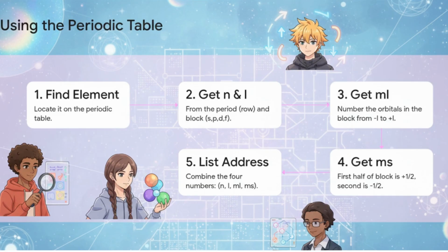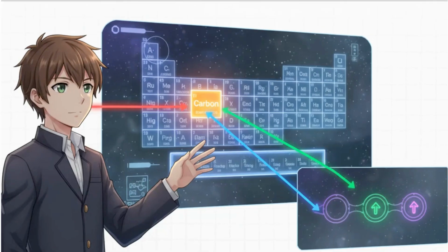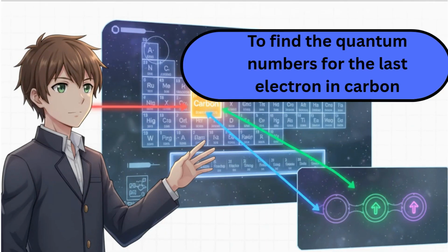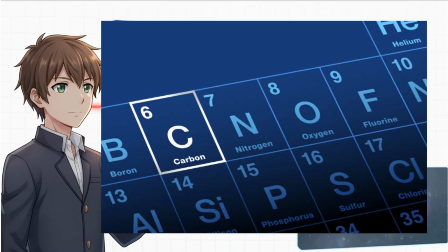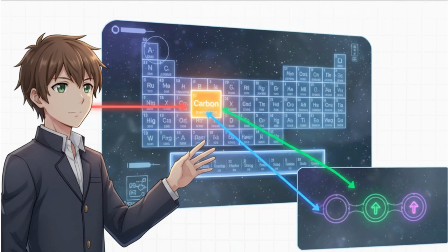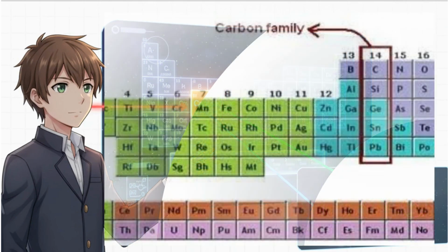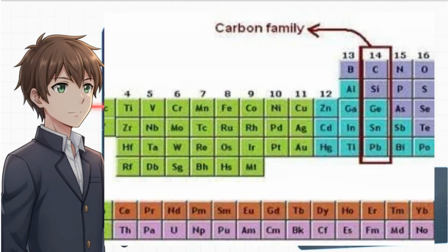The row, or period, an element is in, that gives you N. The block it's in, S, P, D, or F, that gives you L. And its exact position inside that block helps you figure out ML and MS. It's all there. Let's try it for the very last electron added to a carbon atom. Okay, first find carbon on the table. You see it? It's in the second row, so N is 2. Easy. It's over on the right in the P block. That block corresponds to an L value of 1.